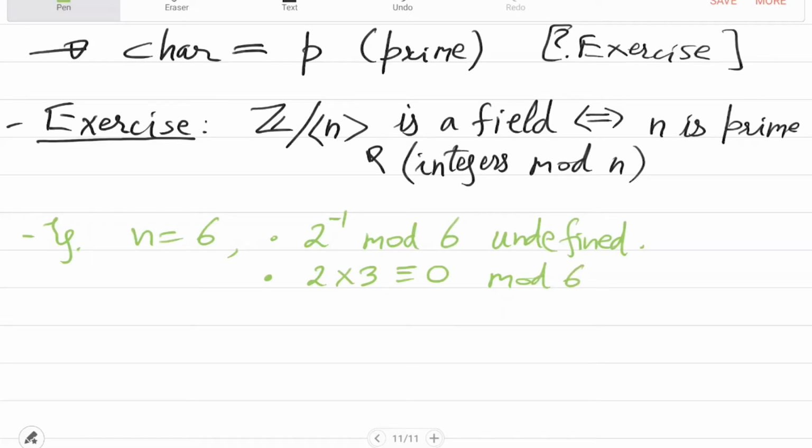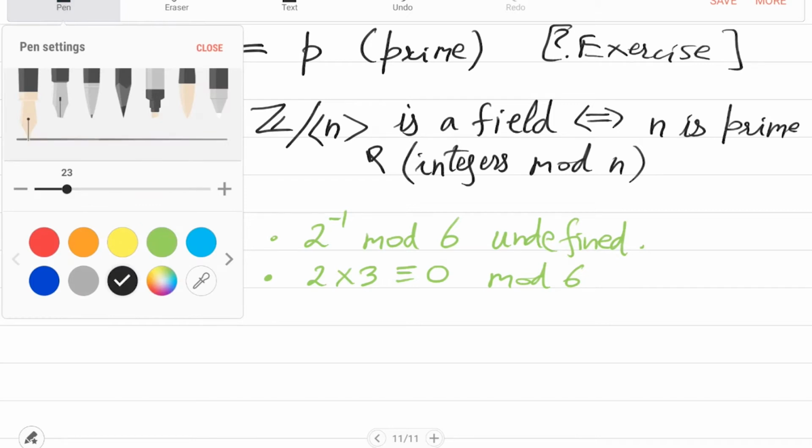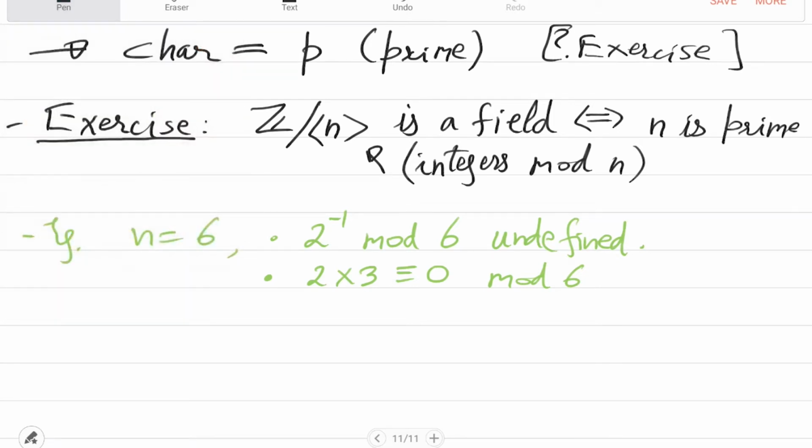And when n is prime, then this possibility is not there. So for prime n, essentially every integer has an inverse, except of course multiples of n. Okay, so this gives you one finite field. What are the other finite fields? So this field is clearly finite, right? Because its elements are 0 to n minus 1. Are there other types of finite fields? Fields with finitely many elements. What are they?